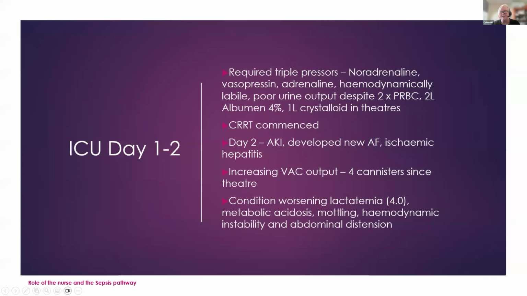She required triple pressors in ICU. She was very hemodynamically labile, with poor urine output despite blood, albumin and crystalloid in theatres. She was started on dialysis. By day 2, she had acute kidney injury, developing new AF and ischemic hepatitis. Her VAC output was increasing, 4 canisters since theatre, which is quite significant output. She was becoming more metabolically acidotic. She was now mottled, unstable, and with a distended abdomen.